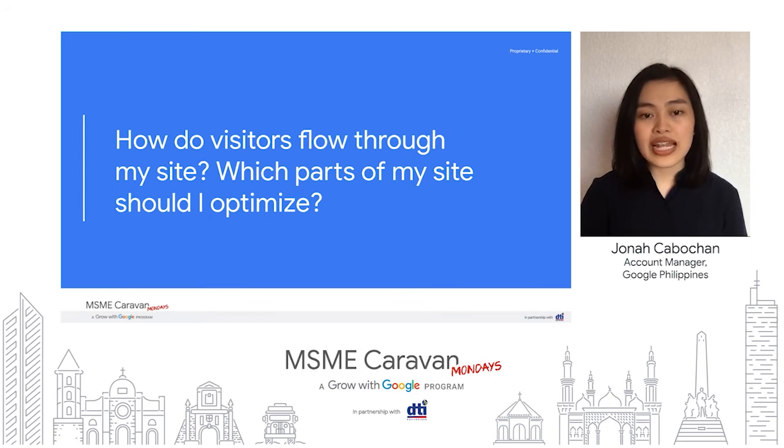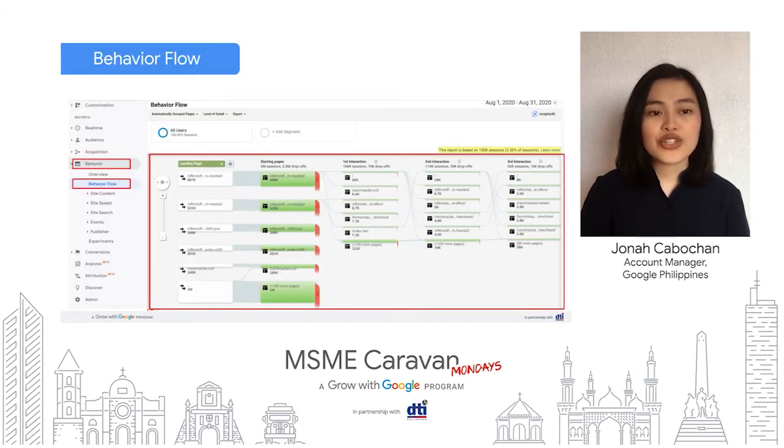After users land on your website, you might be curious on how they move through it. Do they go to other sections? Where do they drop off? And that's the next bit on how do visitors flow through my website. So behavior flow is actually one of my favorite visualizations within GA because it really shows you the user journey in a very clear way.